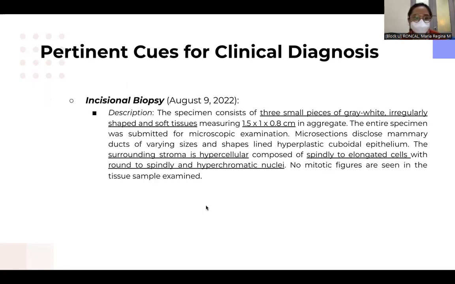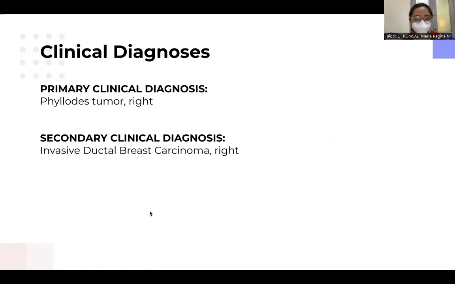For her incisional biopsy done 3 months prior, the specimen consisted of 3 small pieces of gray-white, irregularly shaped soft tissues, approximately 1.5 by 1 by 0.8 centimeters. So it mostly had surrounding stroma that were hypercellular, composed of spindly to elongated cells, with round to spindly and hyperchromatic nuclei.